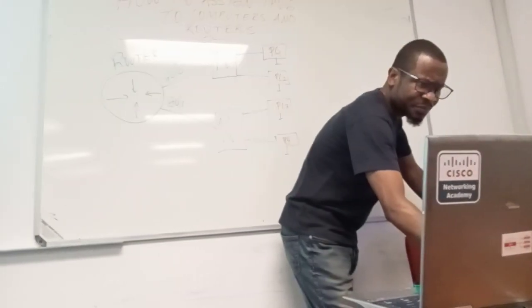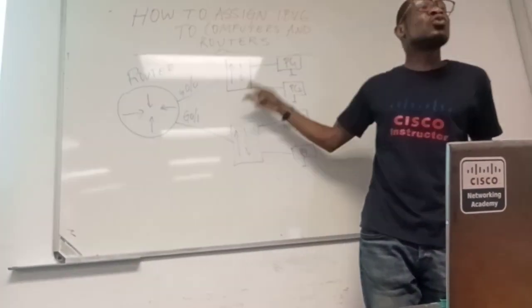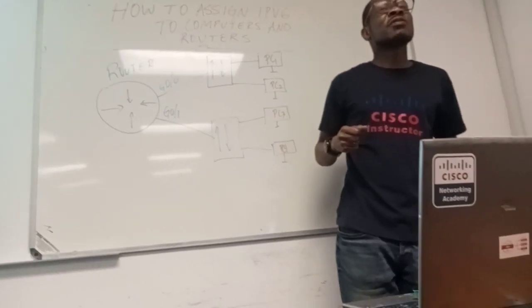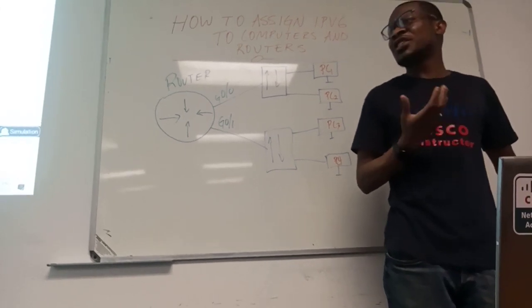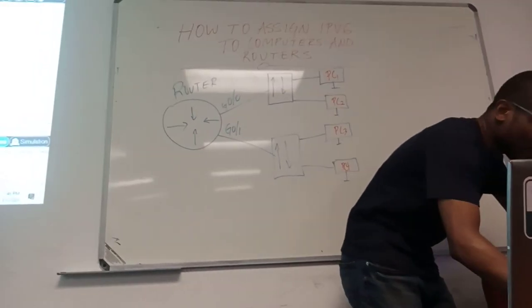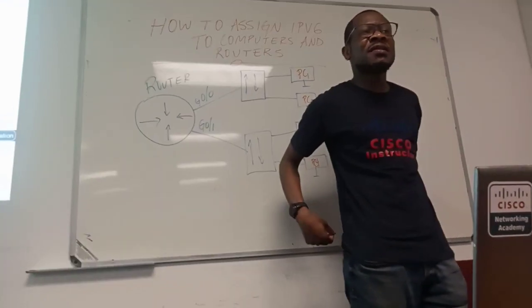Now, we need two switches, right? And when you are picking up a switch, you have to know which switch you are dealing with. So you click on switches. I'm going to take the 2960. So I'm going to take the 2960.